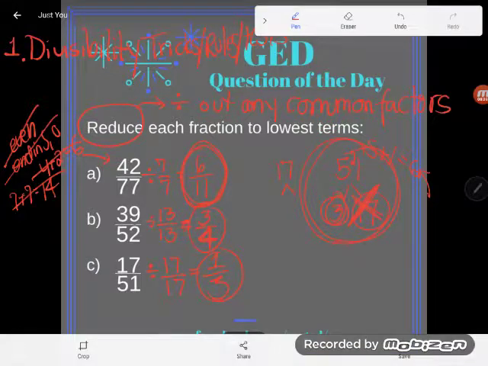And I'd be willing to bet that not many of you could do this without some examination of divisibility. Just relying on your times tables might really mess you up here, especially with B and C.